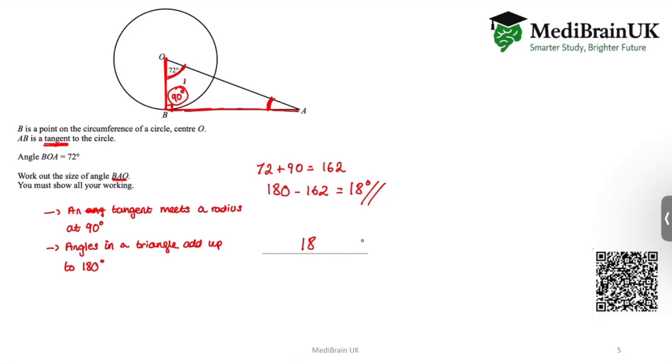Reason being is our explanation. We saw that a radius was meeting a tangent. We know the rule is that when a radius meets a tangent, the angle formed is 90 degrees. And we also know that angles in a triangle add up to 180. So we added all of them together and they should get us 180. That's how we got to the answer of 18 degrees.